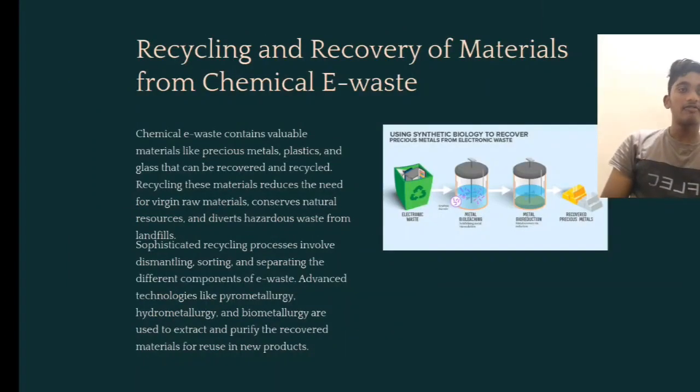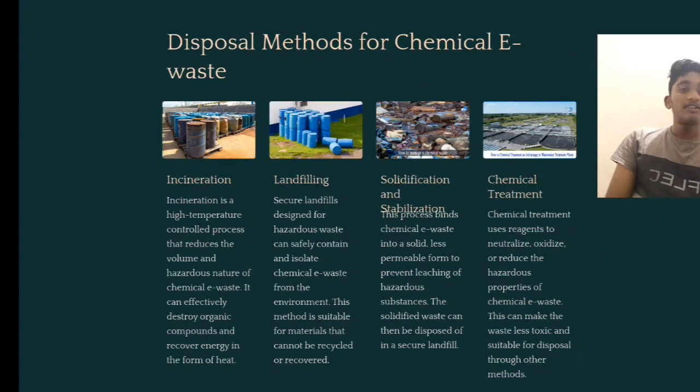Recycling and recovery of materials from chemical e-waste. Chemical e-waste contains valuable materials like precious metals, plastics, and glass that can be recovered and recycled. Recycling these materials reduces the need for raw materials, conserves natural resources, and diverts hazardous waste from landfills. Disposal methods for chemical e-waste: incineration, landfilling, solidification, chemical treatment.